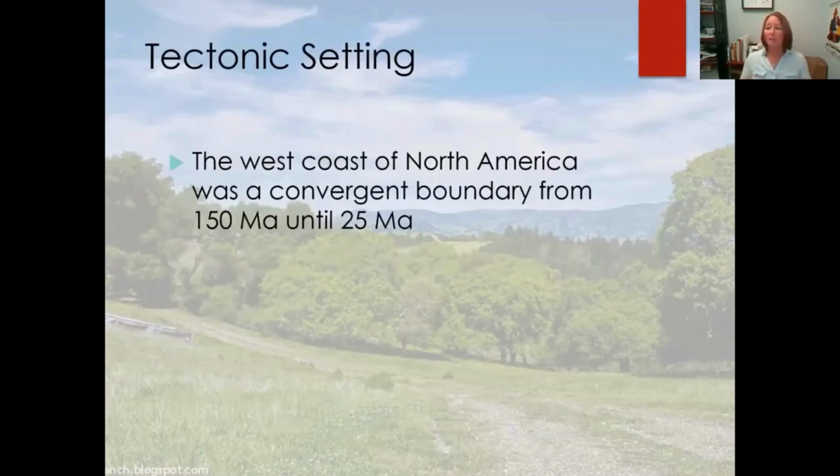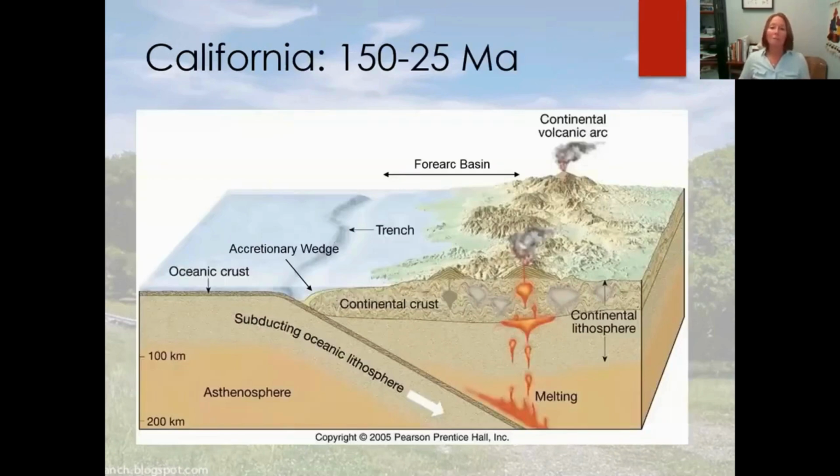So tectonically speaking, the west coast of North America was a convergent boundary, specifically a subduction zone, as I mentioned, from 150 million years ago until about 25 million years ago. So basically, shortly after Pangea started breaking up, which was around 200 million years ago, North America was moving west and was sort of consuming the ocean floor underneath it. For 125 million years, that was happening. We had all of the appropriate features. We had the trench, the accretionary wedge, the forearc basin, the erupting volcanoes. We had the whole thing.